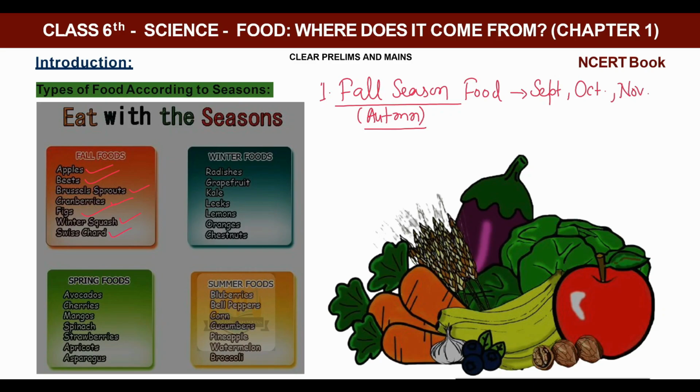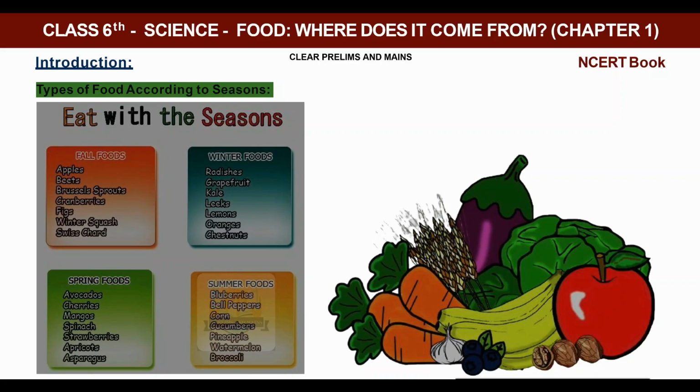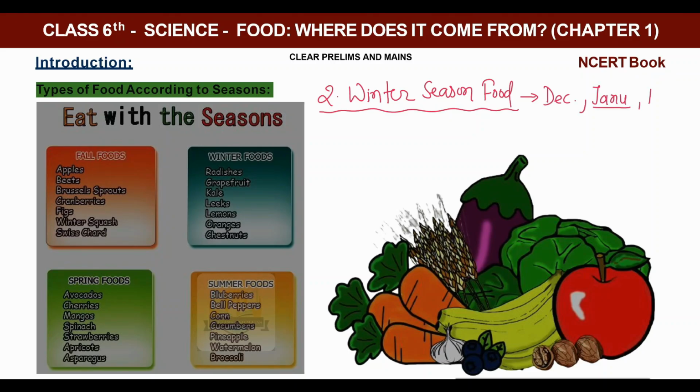And after the fall season food, there is a coming of winter season food. Second, the winter season food. We start from December, January, February. So these are the 3 months that we are having winter foods.